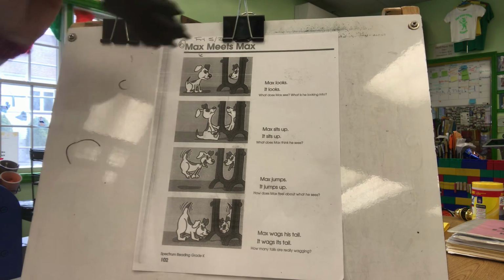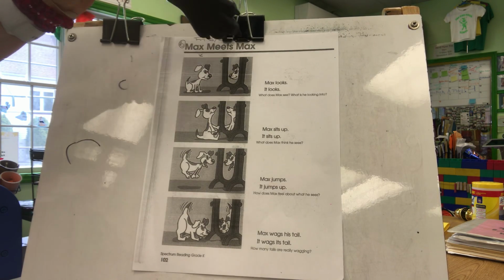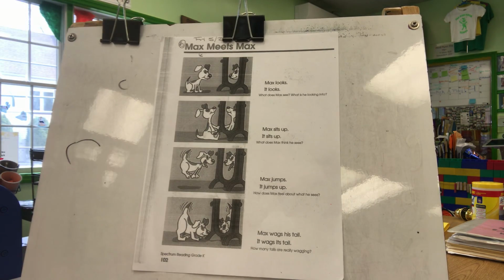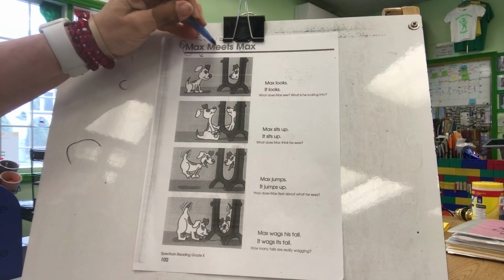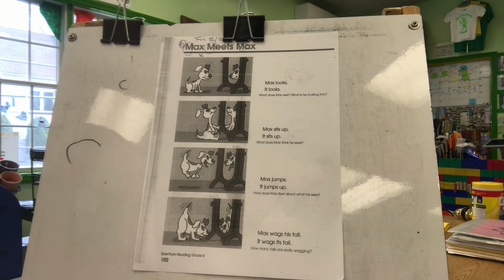Wait a minute. Max meets Max. Let's put a ring around that M for Max. It will always be uppercase because it's a proper noun. And an M for meets. Meets usually is not uppercase. That is our action verb.